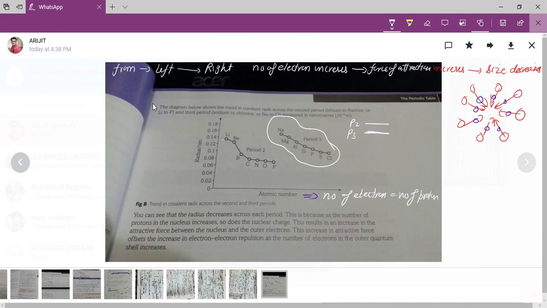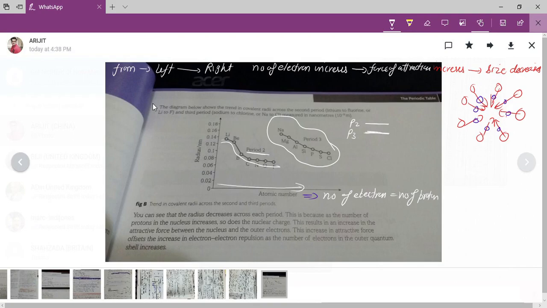Just see period second. As the atomic number is increasing, the atomic radii is decreasing or not? Why? Because when the nuclear charge increases, the force of attraction will also increase. That's why the size will decrease.